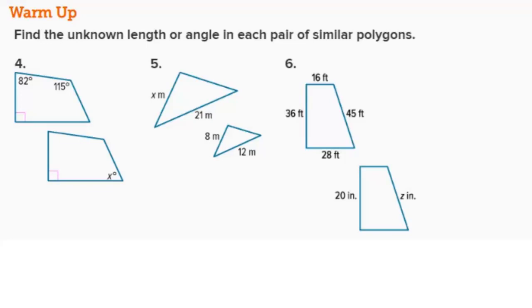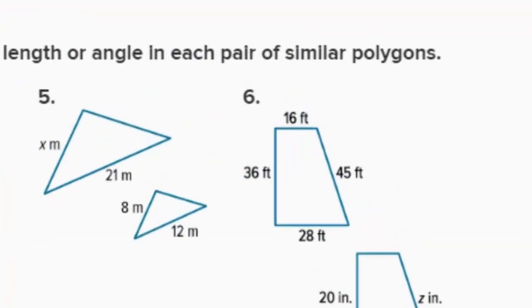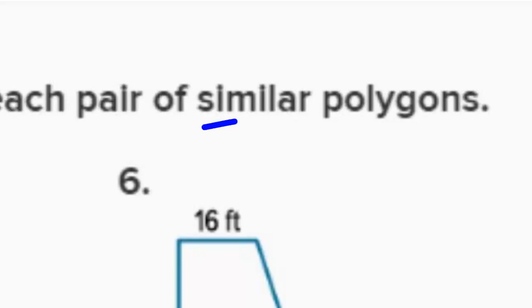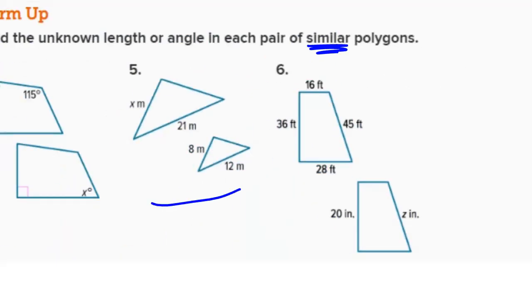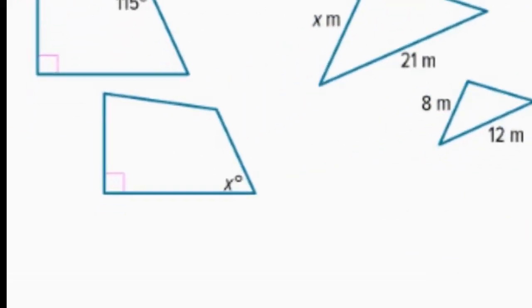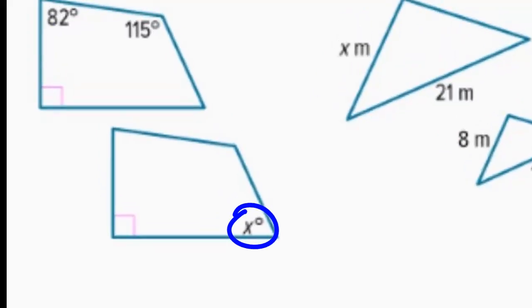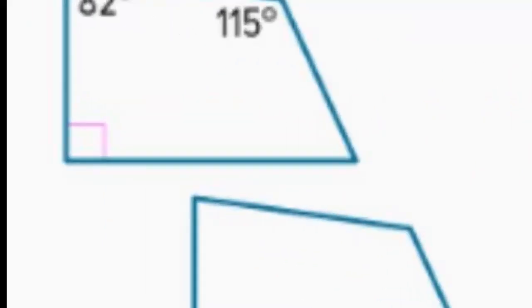All right, let's start looking at the warm-up here. So again, we already know that these polygons are similar. And on number 4, we need to find this angle right here. I already see between the two trapezoids in number 4 that they have a corresponding congruent angle because they both have this 90-degree angle marked in the corner.